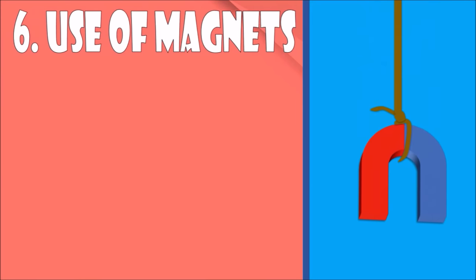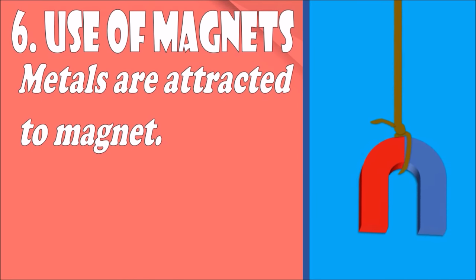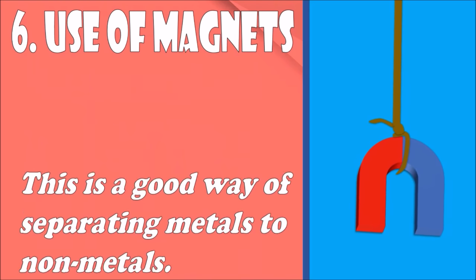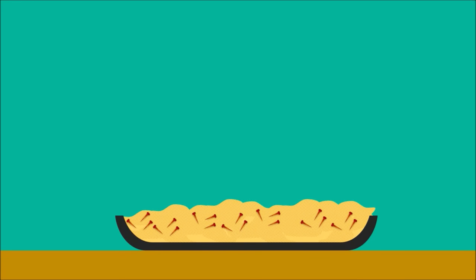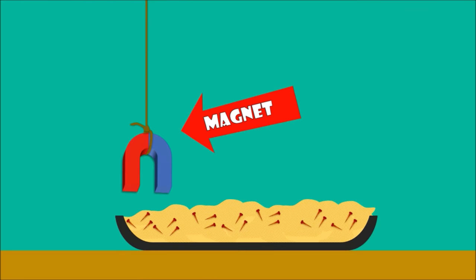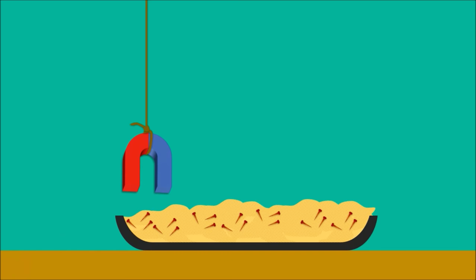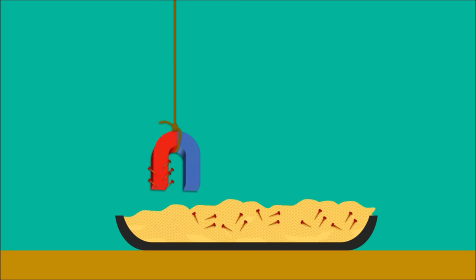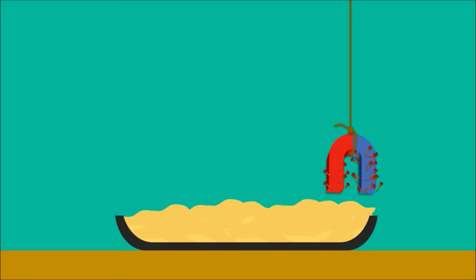Number 6. Separating mixtures by the use of magnets. We know that metals are attracted to magnets, while non-metals are not. Therefore, this is a good way of separating metals from non-metals. An example is a mixture of sand and iron filings. Here, iron filings are attracted to the magnet, while sand is not. Therefore, hover a magnet over the surface of the mixture. The magnet attracts the iron filings, leaving the sand on the surface.